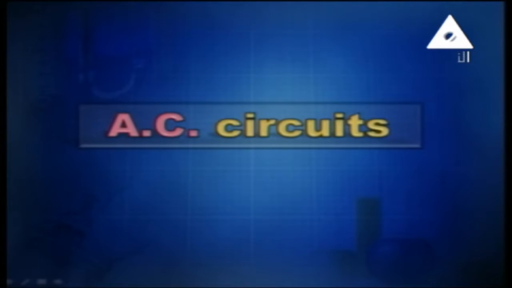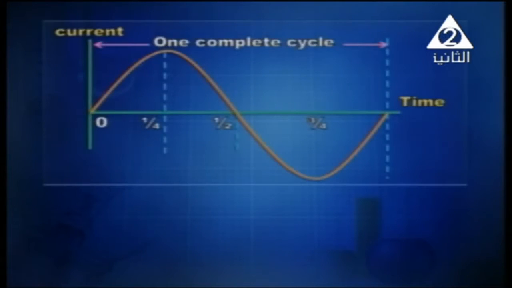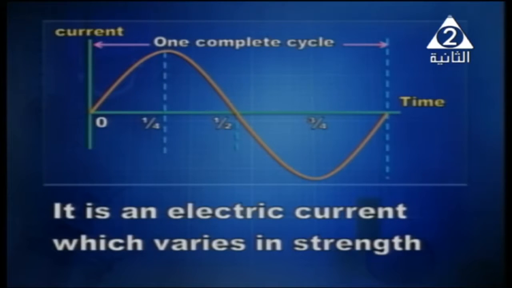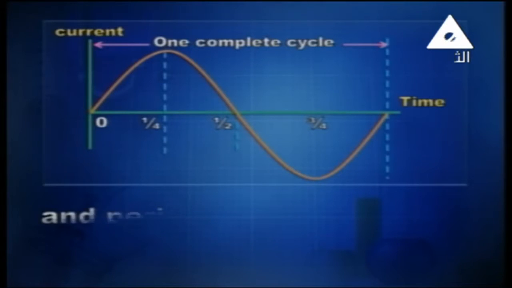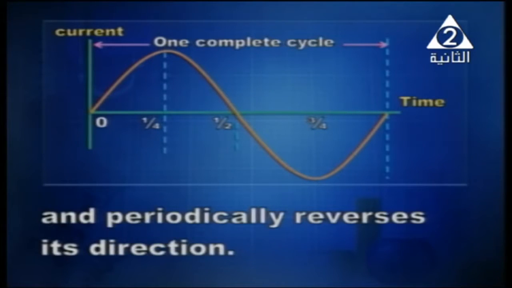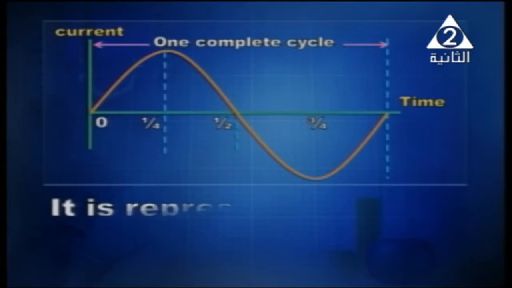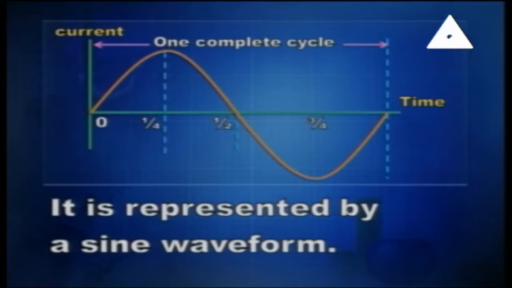AC circuits. First of all, we'll try to define alternating current. What's meant by alternating current? It is an electric current which varies in strength and periodically reverses its direction. This was about the definition of the alternating current, and it is shown in front of you. It is represented by a sine wave.